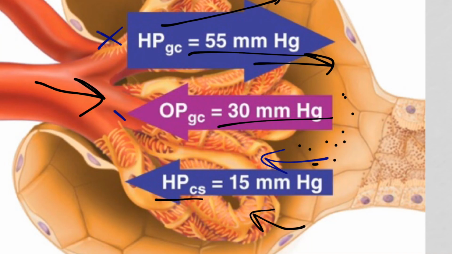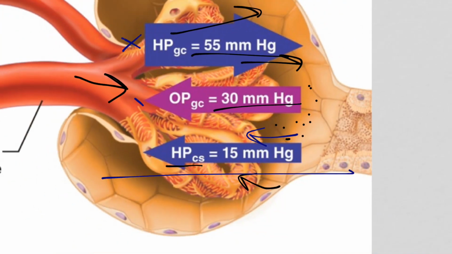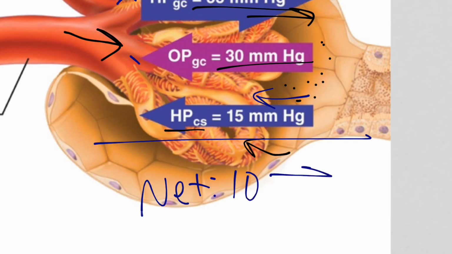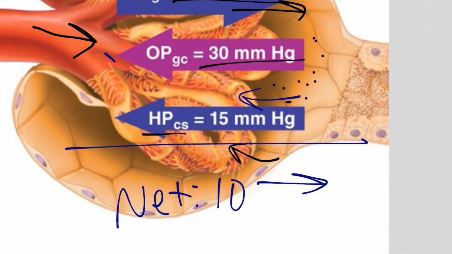And so if you add them up and do net pressures, or subtract them, I guess, you've got 55 millimeters of mercury pointing out of those capillaries, and then 45 pointing back in, right? 30 plus 15 is 45. That gets you a net pressure of 10 millimeters of mercury in this direction. And so if the net pressure is pushing in this direction, that's the direction that water is going to move.